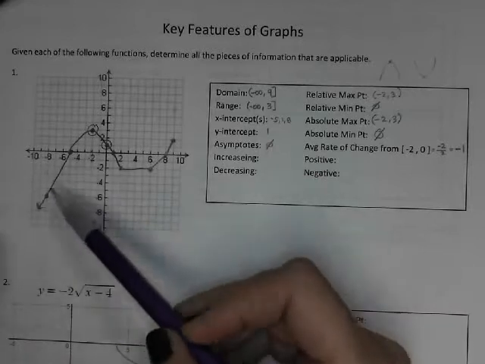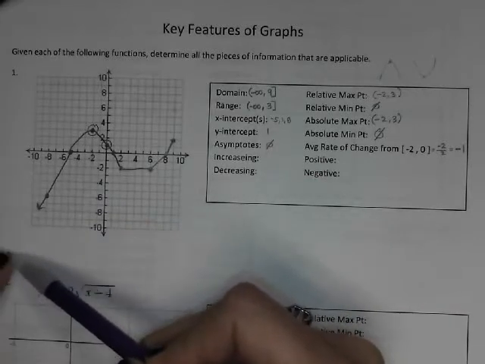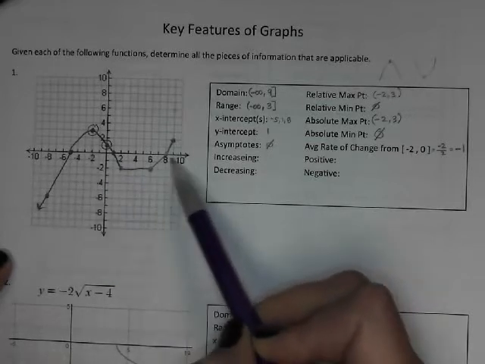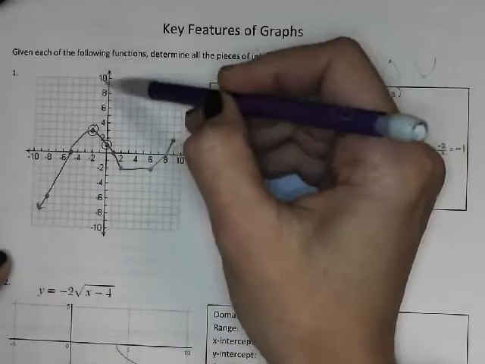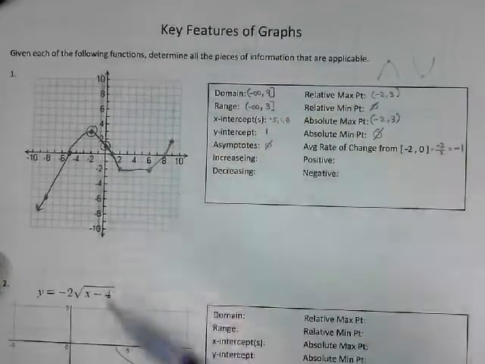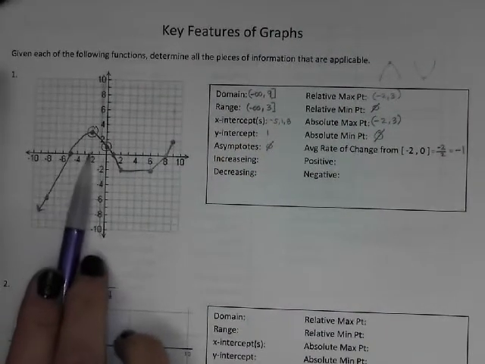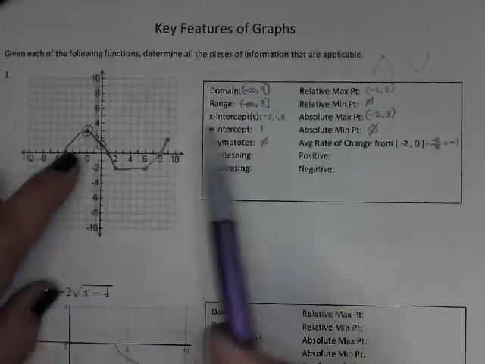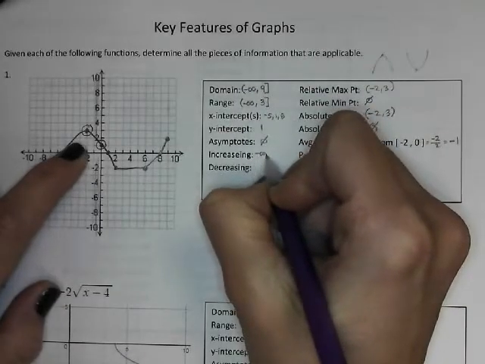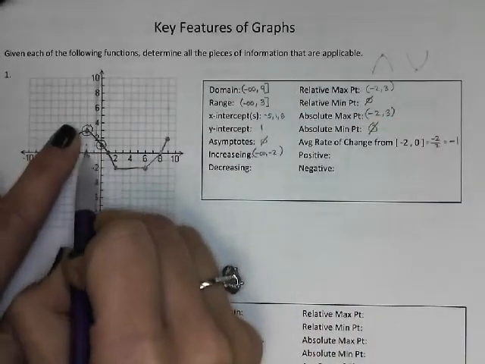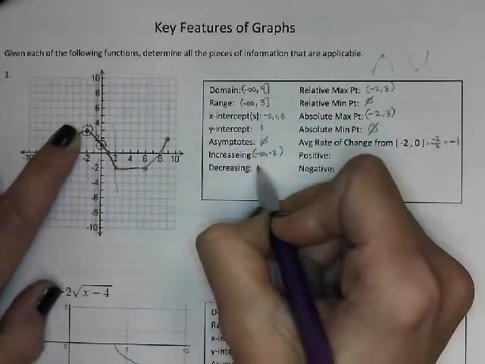Increasing is also interval notation. Now this one is increasing from the beginning of time, so from negative infinity, and it increases all the way up, and this is where you have to strictly look at your x-axis. Do not let your y-axis numbers get the best of you. So from negative infinity, it's increasing, increasing, increasing all the way to here at negative 2. And then it starts to decrease from negative 2 to positive 2.